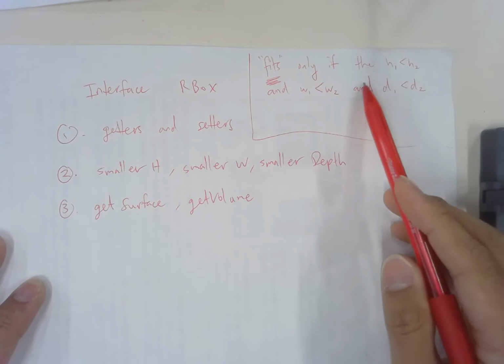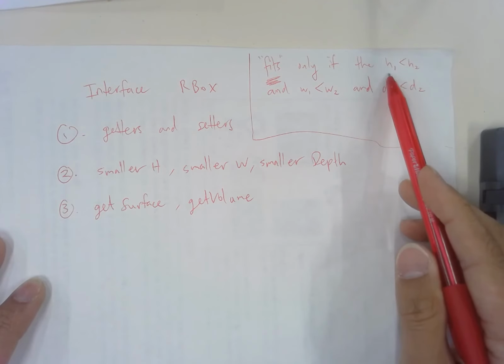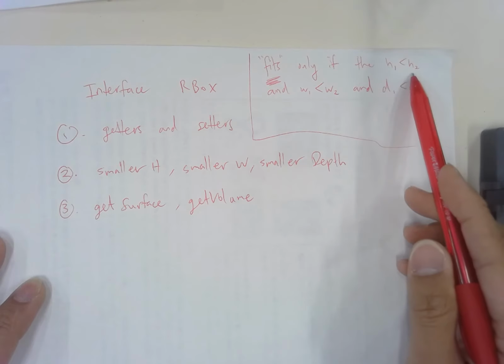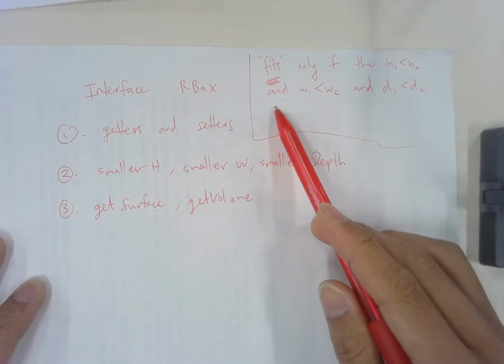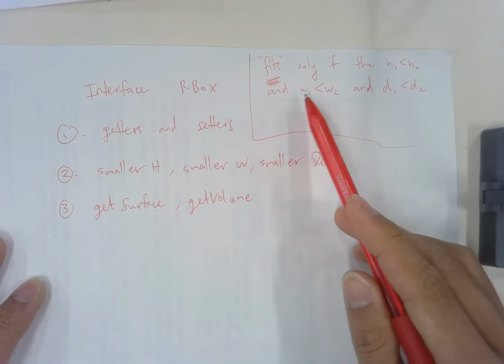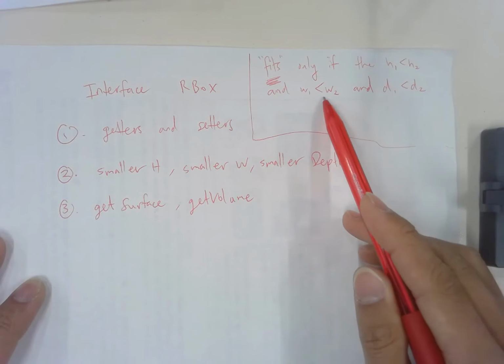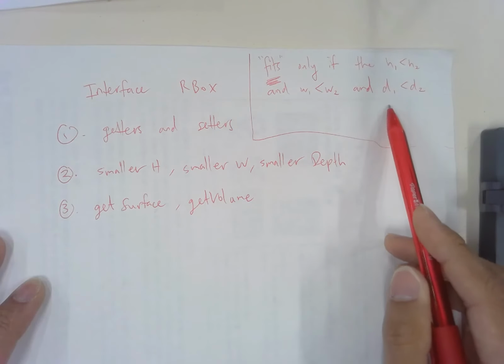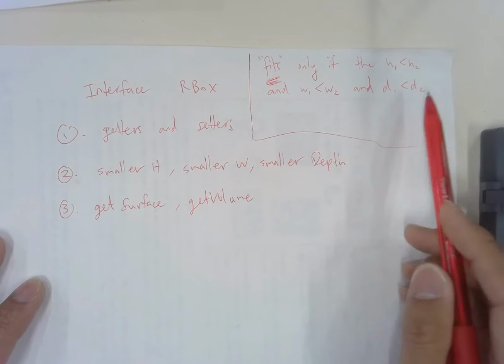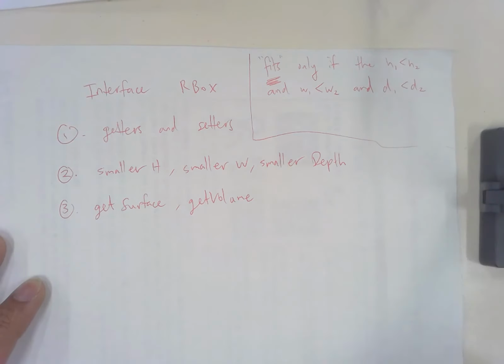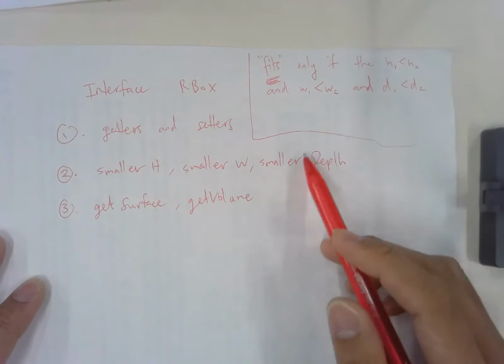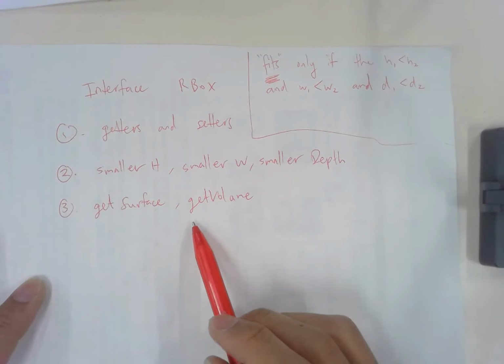If and only if the height of the first one is less than the height of the second one, and, not or, the width of the first one is less than the width of the second one, and the depth of the first one is less than the depth of the second one. So that's the given. And now which of these allows us to do that?